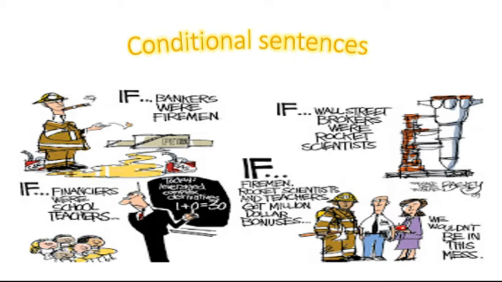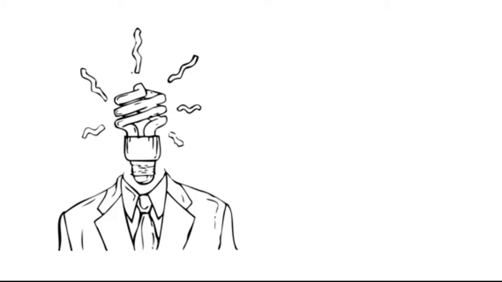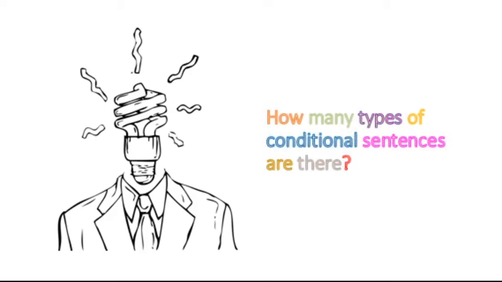But here, take a look. We have conditional sentences and not only one sentence, which means we may have different types and different kinds of conditional sentences. So the question: how many types of conditional sentences are there? Does anyone know the answer? Let's see.